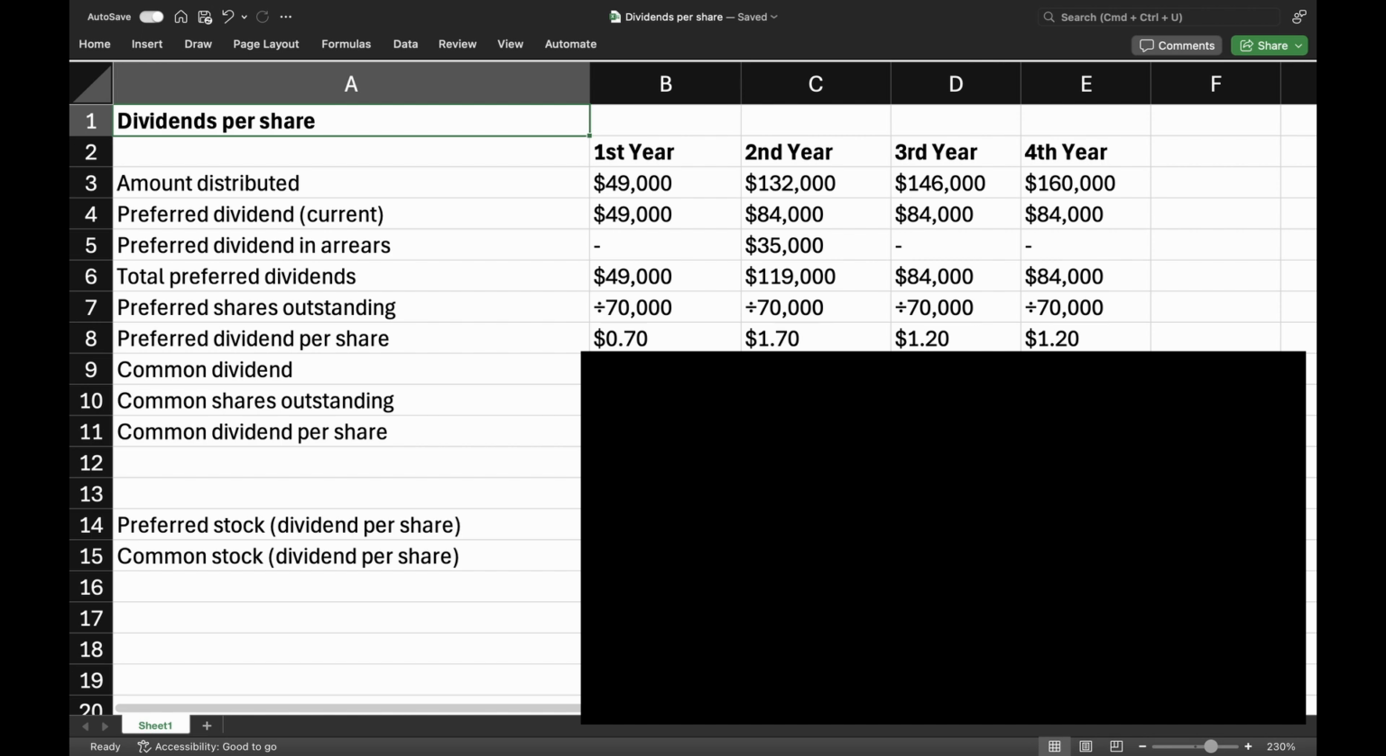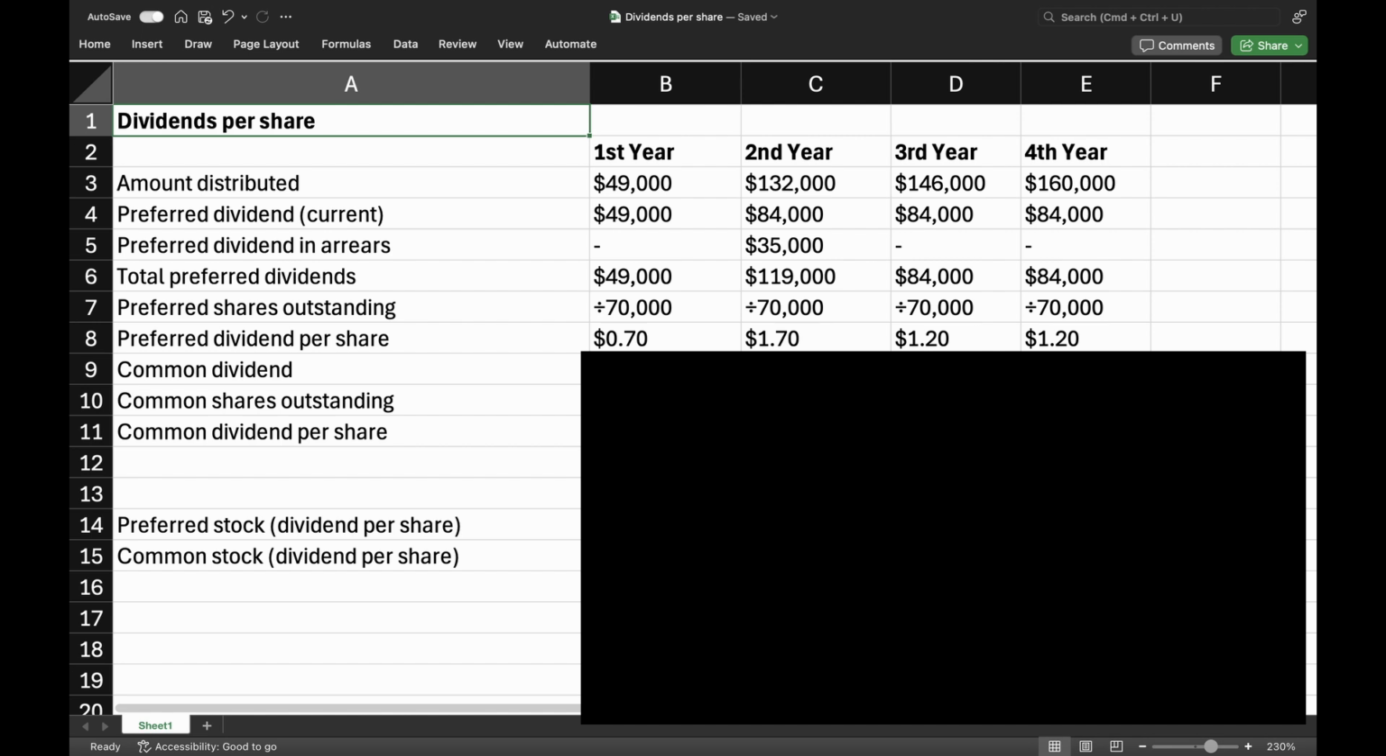Now that we have done the preferred stock, we can move on to the common stock. First, we need to find the common dividend, or how much from the amount distributed goes to the common stock. Year 1 is very easy because the amount distributed was only $49,000, and therefore all of the amount distributed had to go into the preferred stock, and there was none left over to go into the common stock, which also means that the dividends per share for the common stock for year 1 is 0.